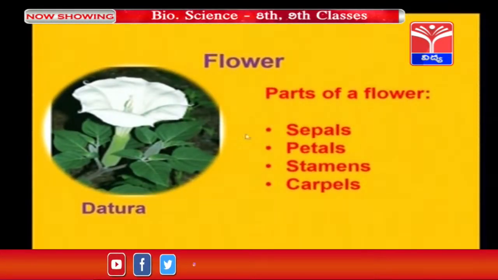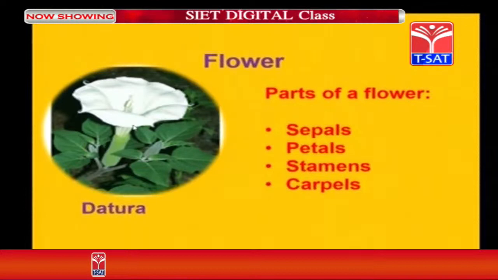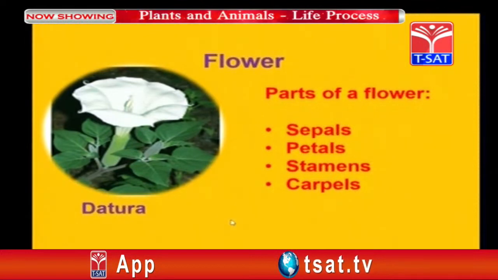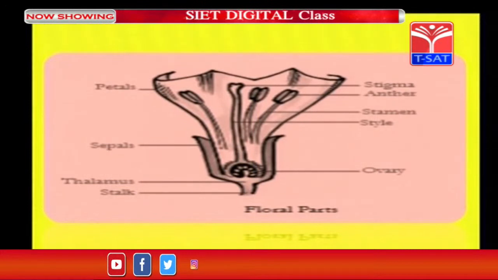This is datura. The parts of the flower are sepals, which protect the inner parts; petals, which may be attractive or give fragrance; the male part of the flower is the stamen; and the female part of the flower is the carpel. This is the diagrammatic representation of floral parts.